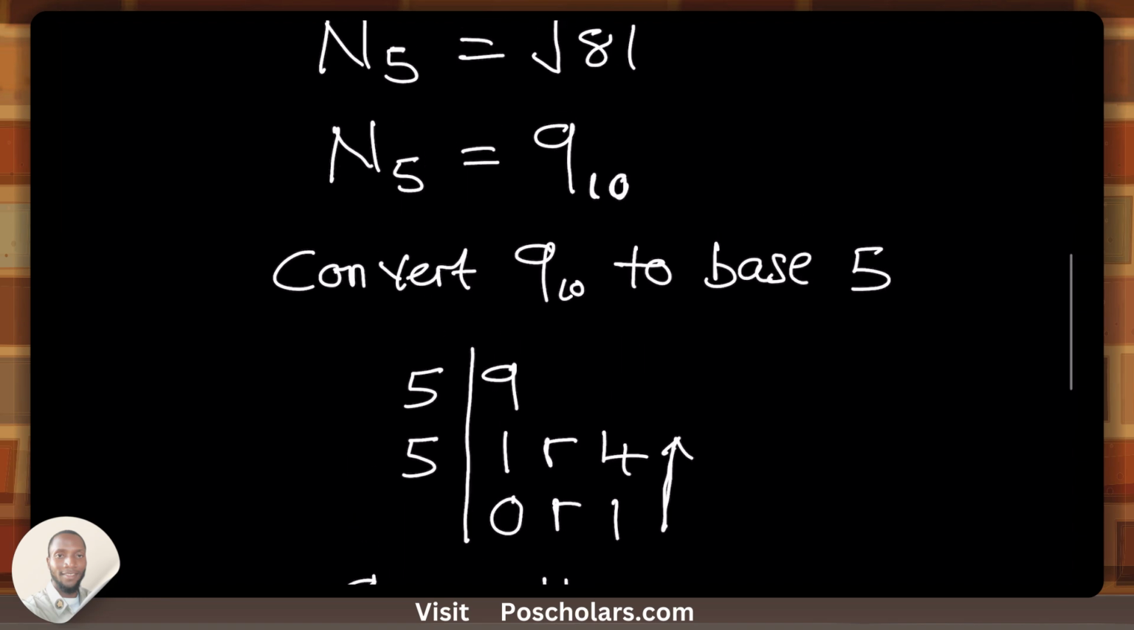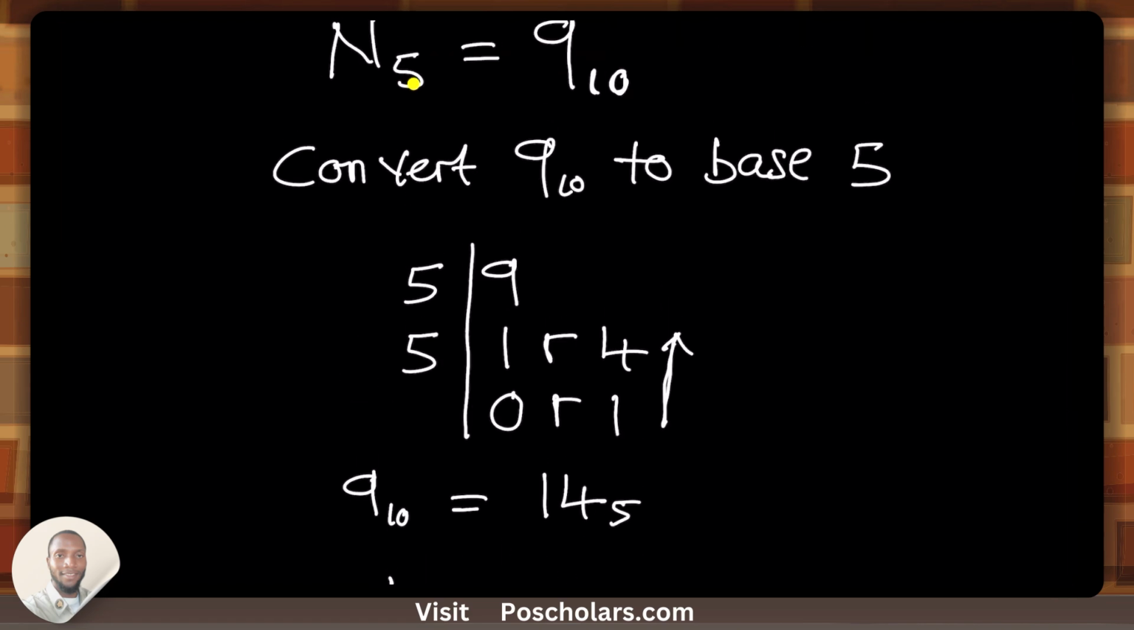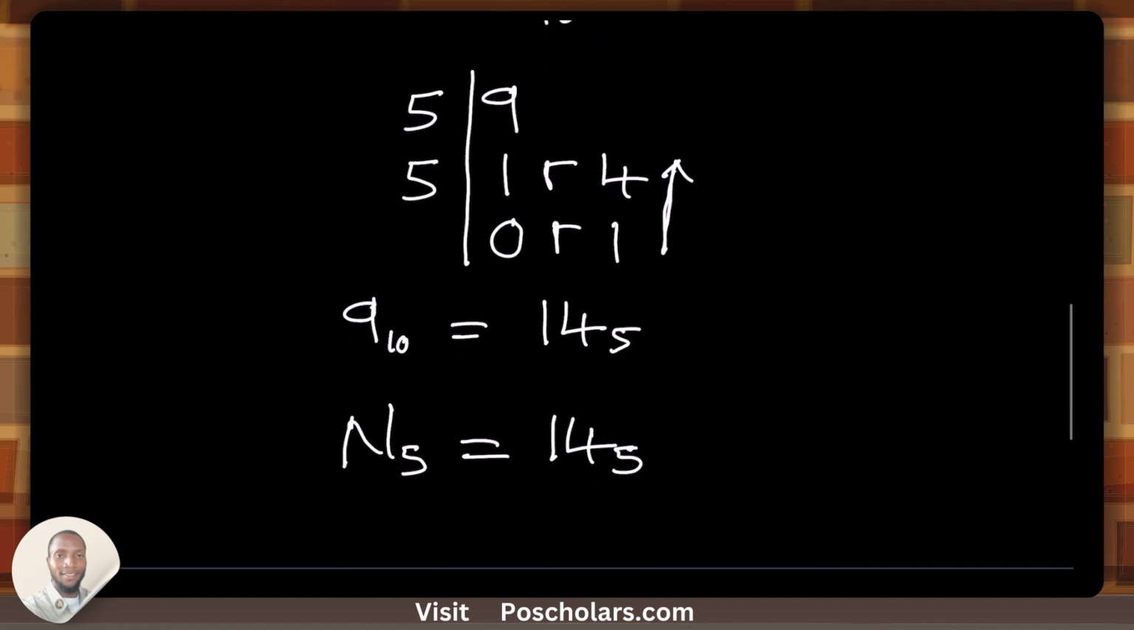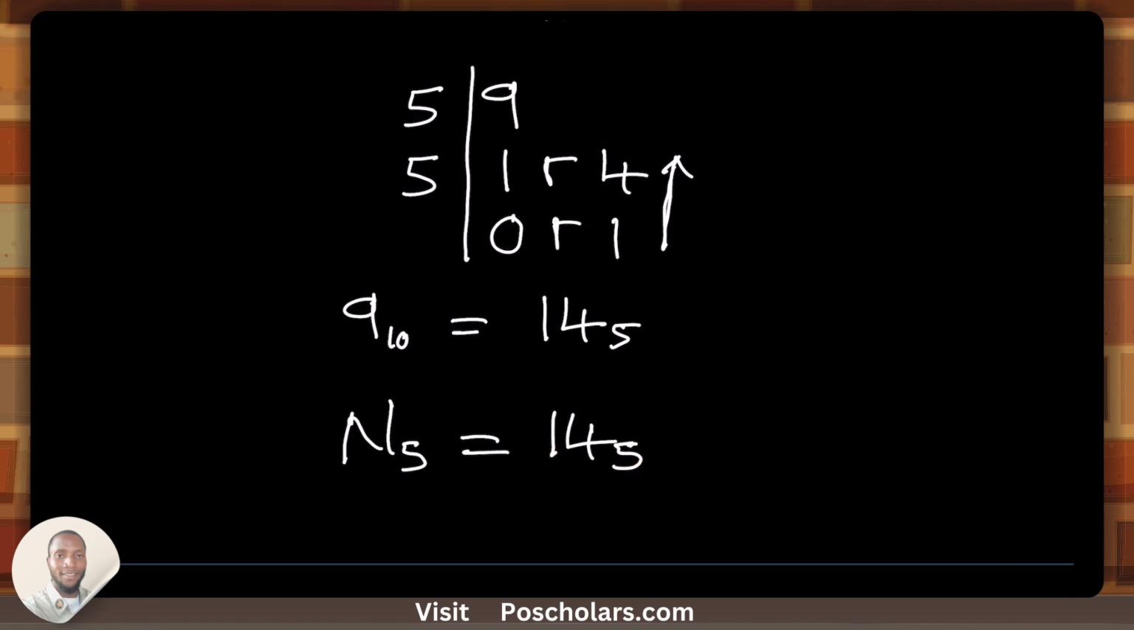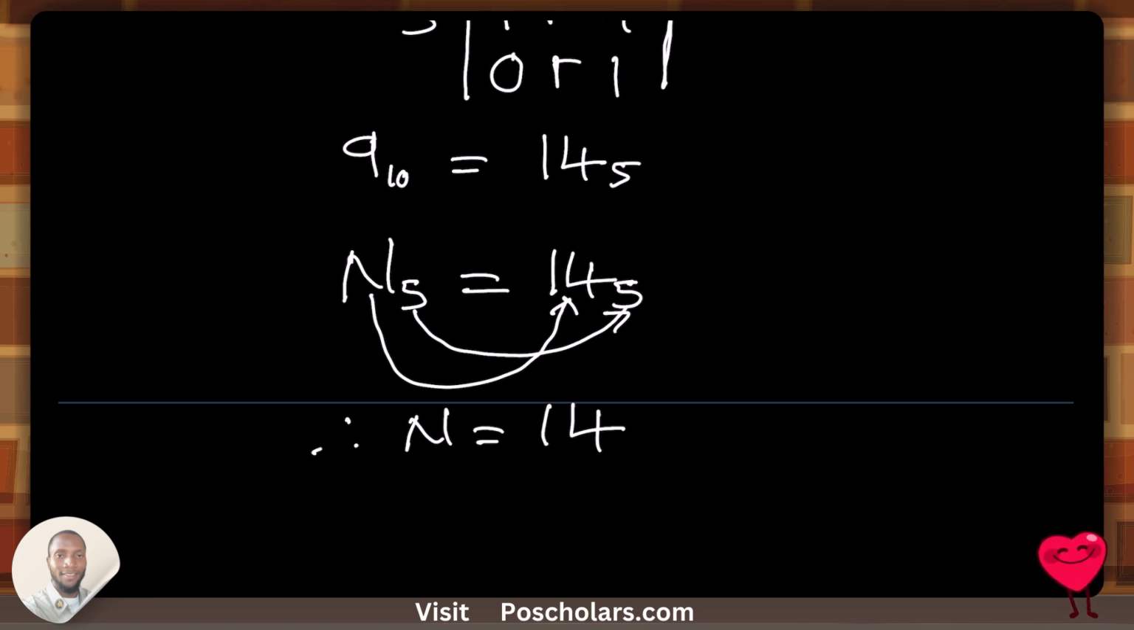Coming back to this, we'll now write n base 5 is equal to 14 base 5. Remember, we have converted 9 base 10 to base 5, which gives 14 base 5. Now we have the same base, base 5 and base 5, so n is equal to 14. This is our final answer.